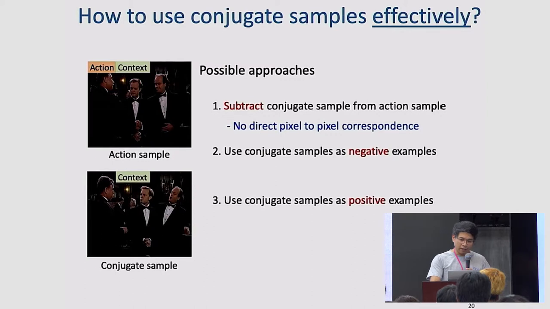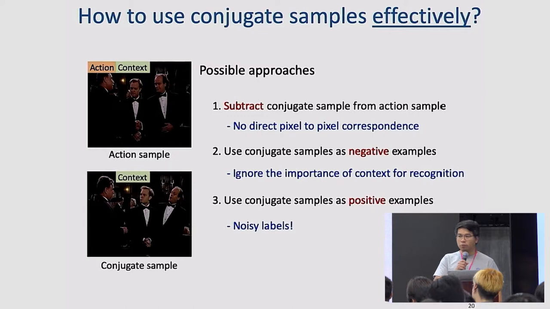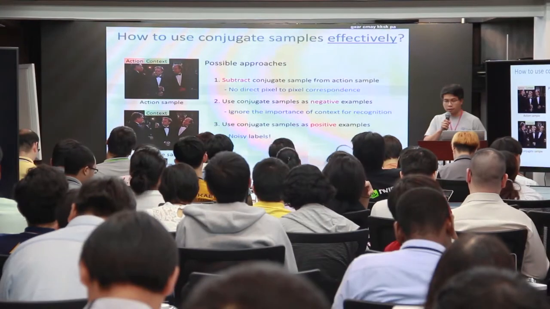The second approach is to use the conjugate sample as negative examples. However, this actually ignores the importance of context for recognition. So we want to explicitly separate the context from the action, but we do not want to ignore the importance of context for recognition. And the third approach is to use the conjugate sample as positive examples. In this case, essentially what we have is noisy labels, because the conjugate sample does not contain the action.